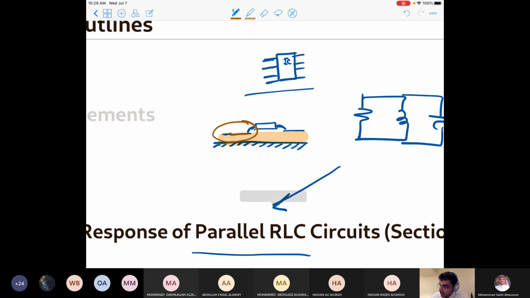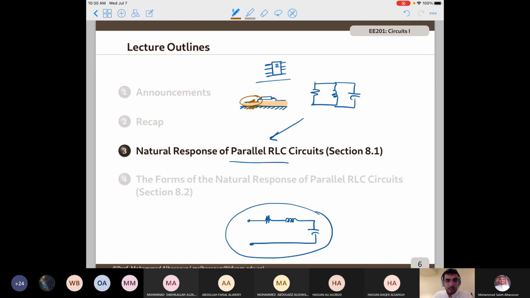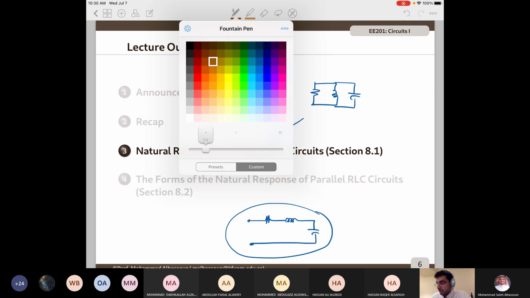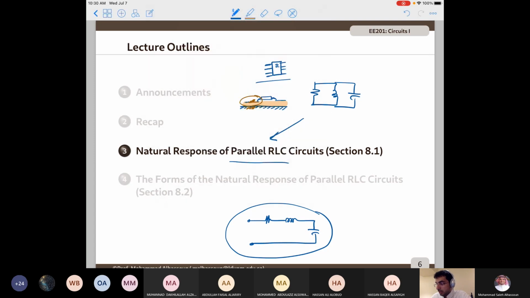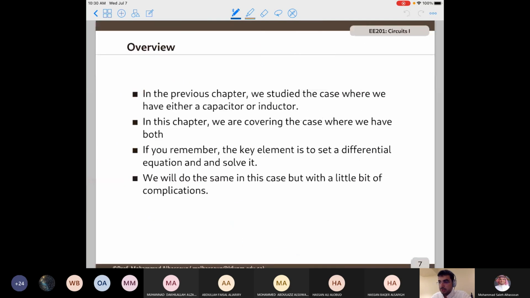The fact that you have metal here, and you have metal here, and there is an insulator between them, resembles a capacitor. So this is the most common case in practice: you have a combination of resistor, capacitor, and inductor. So let's study what happens if we have an RLC circuit.